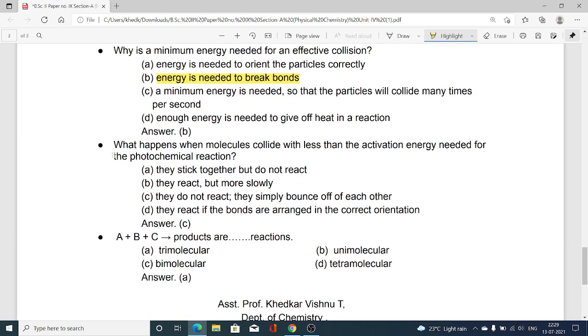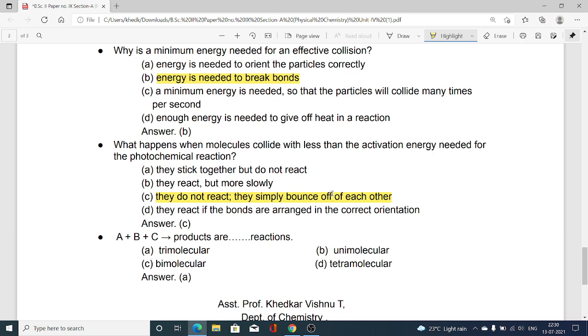Next MCQ. What happens when molecules collide with less than the activation energy needed for the photochemical reaction? It is a MCQ on photochemical reaction. Option A, they stick together but do not react. Option B, they react but more slowly. Option C, they do not react, they simply bounce off each other. Option D, they react if bonds are arranged in the correct orientation. Option C is correct one. That is, they do not react, they simply bounce off each other.